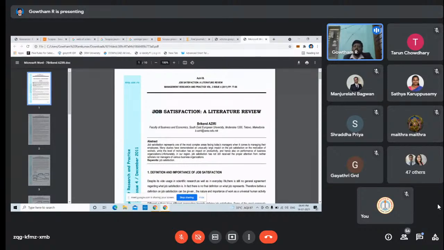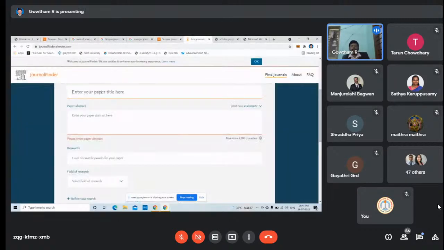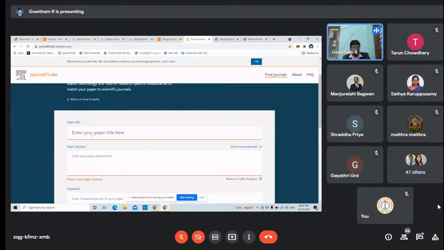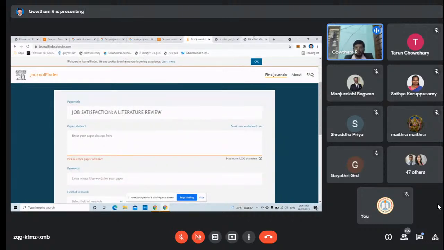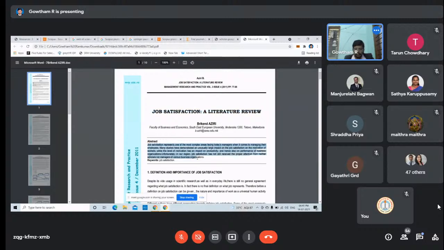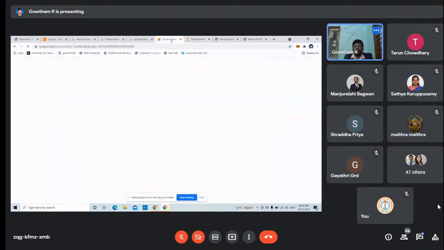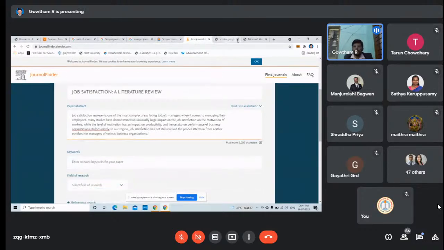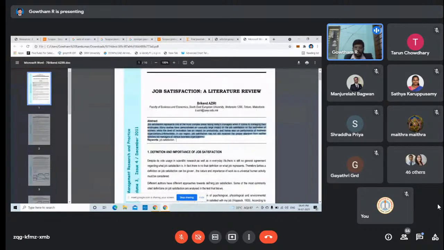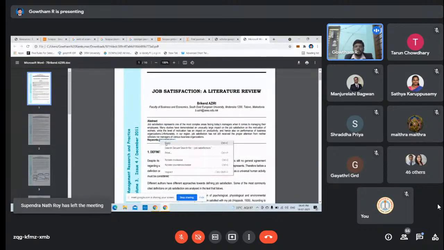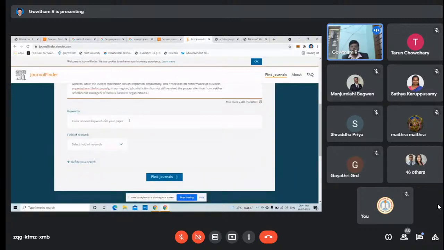So, what is the paper title? Job satisfaction, a literature review. So copy this and paste it, because this asks for the paper title. You can copy paste, or if you have your own research paper, type the paper title there. Then it is asking for the abstract, so let me copy this abstract and paste it over here. Then it is asking for keywords, and this person has given only one keyword, job satisfaction. So I'm going to give job satisfaction.